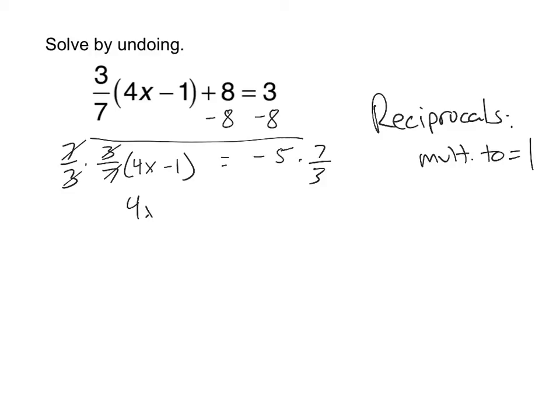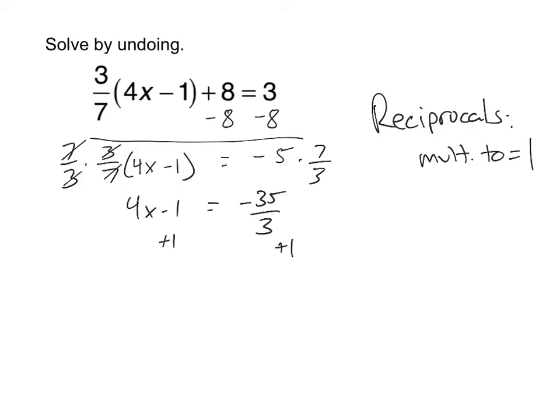So let's see, we get 4x minus 1. Remember, when we multiply these fractions on the side, you multiply the top number and divide the bottom. So I'm going to get -35 over 3. Oh, that looks ugly. That's okay, though. Let's keep going. Let's add 1 to both sides.